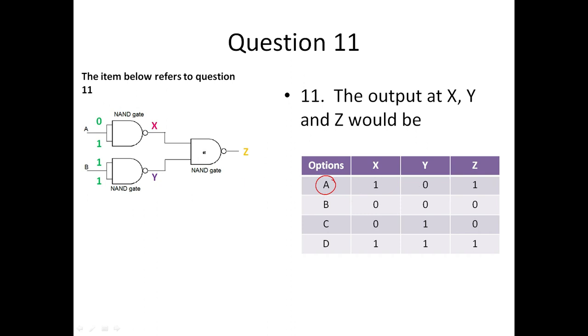And then another NAND gate here. So if X and Y are 1 and 0, then 1 times 0 should give you 0 if it's an AND gate, but the opposite would be a 1. So A is your answer.